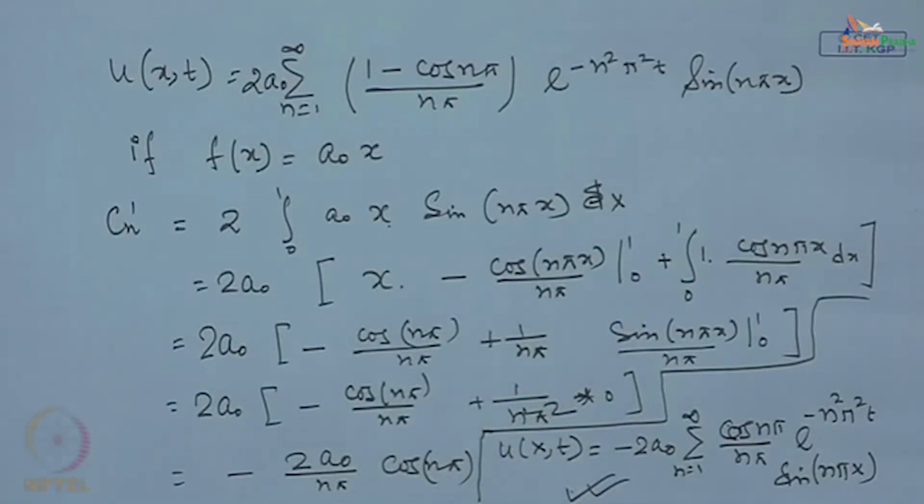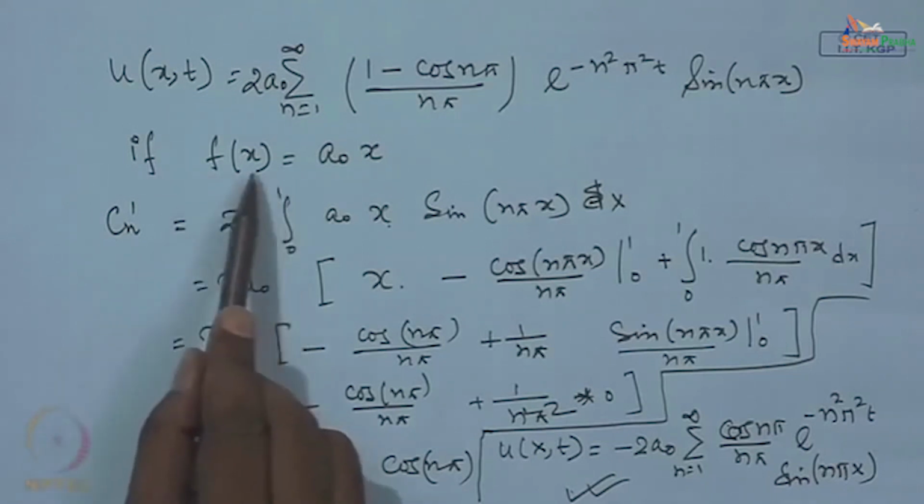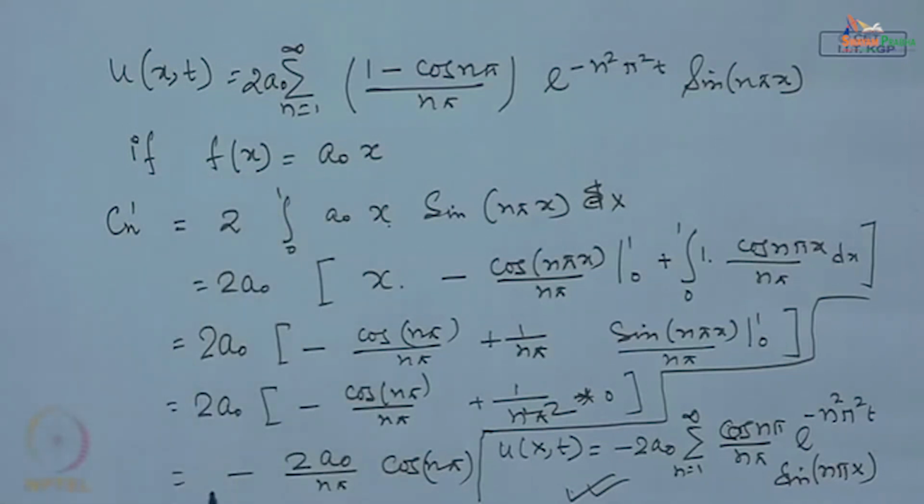So, similarly, if you have another function, where f(x) is a known function, let us say a0 x square or 2 x square or x cube, or let us say e to the power kx, something like this, the Cn prime can be evaluated by integration by parts, and you can construct the complete solution.